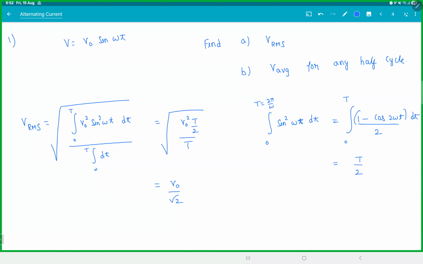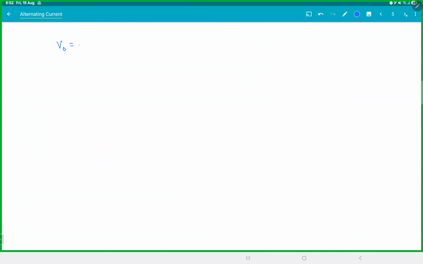Now, the best thing about this, it's not only about this function. If you take V is equal to V naught sine omega t plus 5, so for any type of sine function, this V naught is called the peak value. That is the maximum value of the voltage. So this is called the peak value, and this is how VRMS is defined. VRMS is defined as peak value by root 2 for sine functions. So this is V naught by root 2.